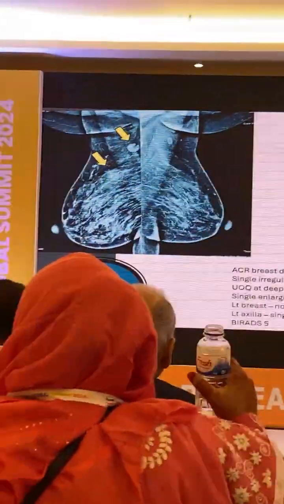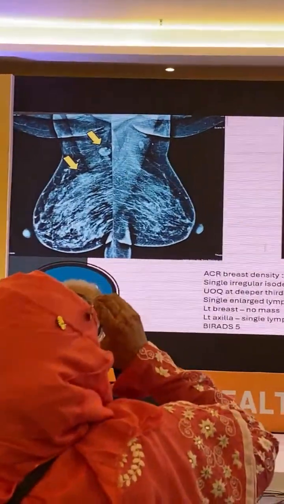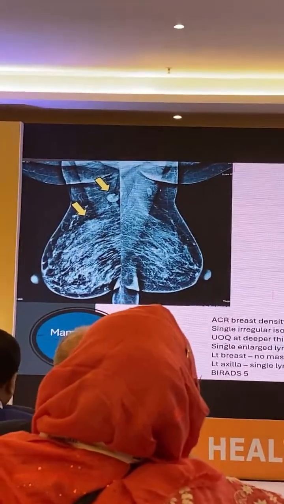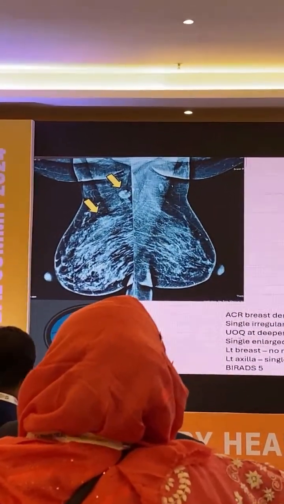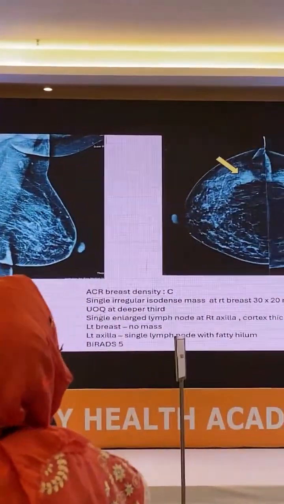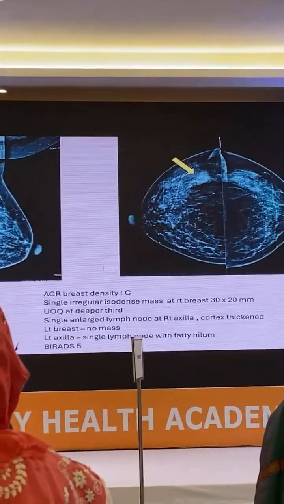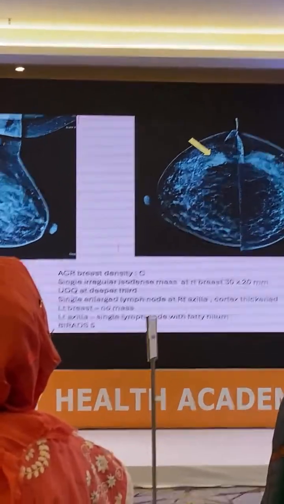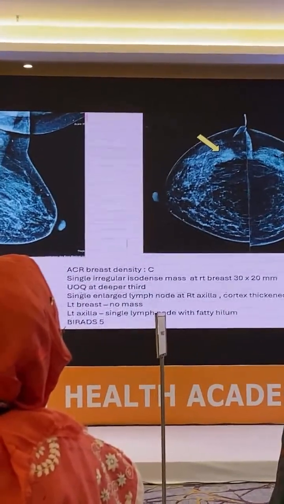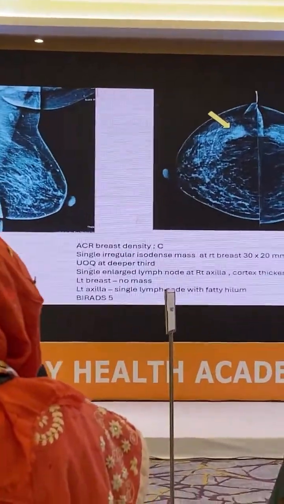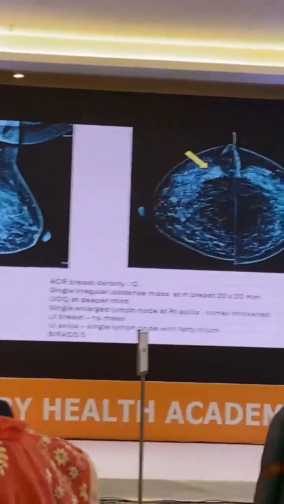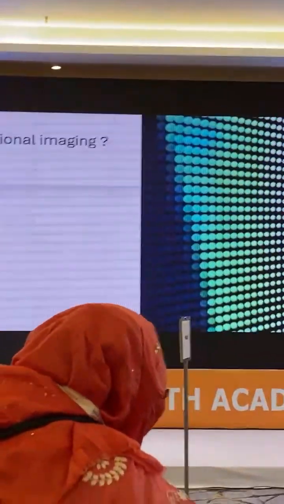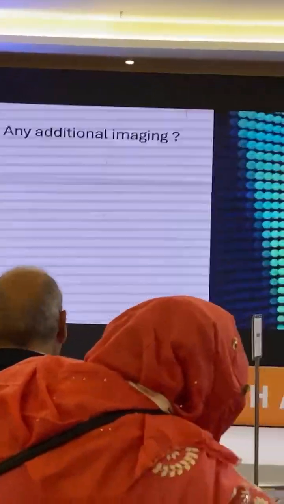And this is the mammogram of the patient. Breast density C. A single irregular isodense mass at the right breast, 13 by 20 millimeter, upper outer quadrant at deeper depth. Single enlarged lymph node at the right axilla, cortex thickened. Left breast, no mass. Left axilla, single lymph node with fatty hilum, BI-RADS 5. So I have marked the suspicious lesions. So any additional imaging?